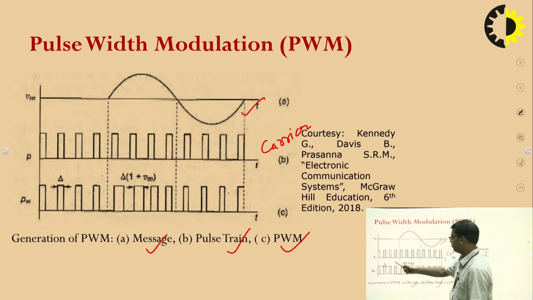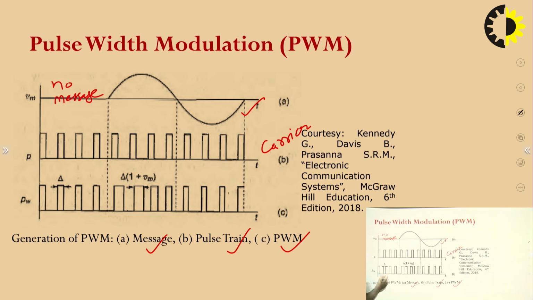First of all, we can see here when there is no message, the width of all these pulses is equal to delta. There is no change in the width of the pulses when there is no message. Now, when the message is having some finite amplitude and it is positive, then the width of the pulse will increase. As the amplitude increases, the width will increase.